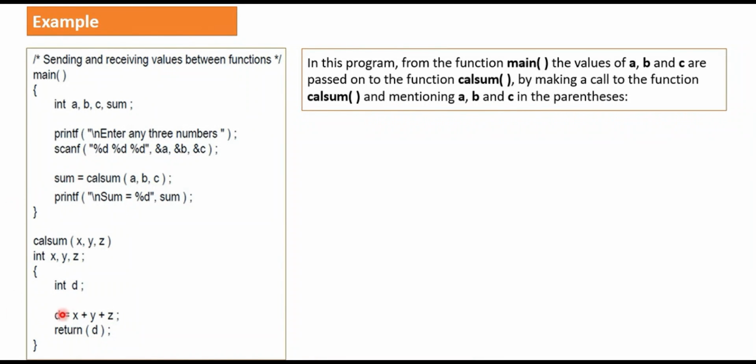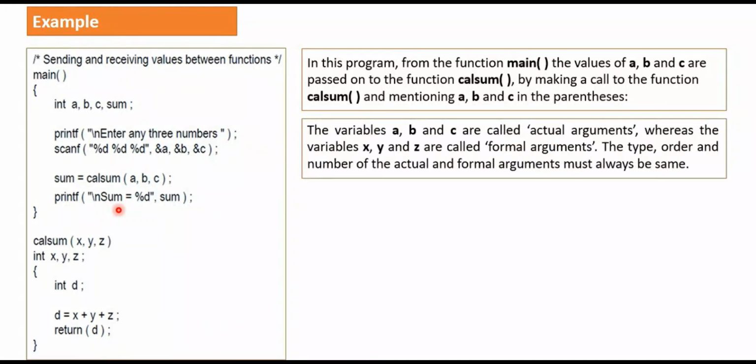As soon as the return statement is executed, the control is transferred back to the main function, and finally the sum is printed. So all this process is written here. The variables a, b, c are called actual arguments because they contain the actual values, whereas the variables x, y, z are called formal arguments.